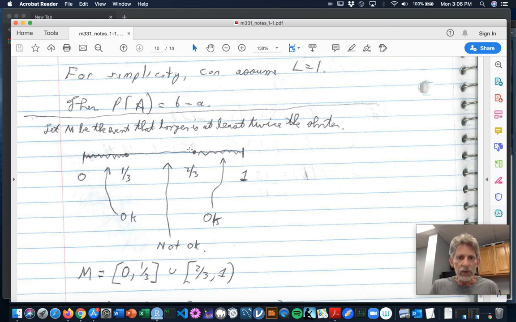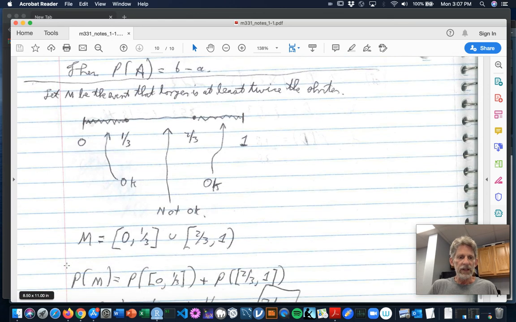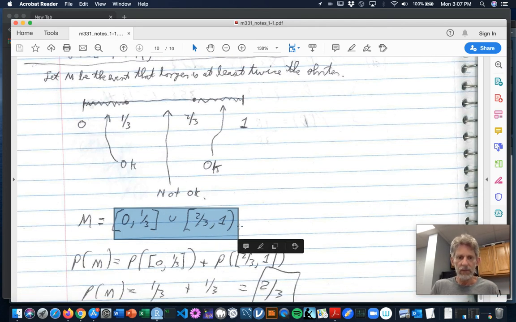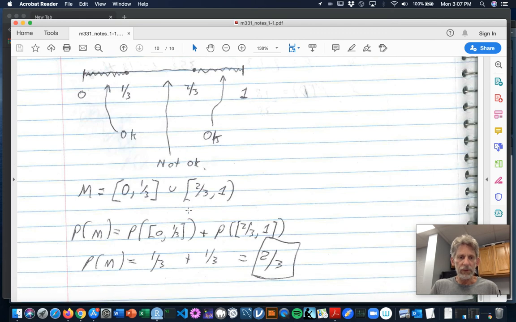You go anywhere between 1/3 and 2/3, you break anywhere in there, and the longer will not be twice as long as the shorter. But if you break anywhere between 2/3 and 1, then the longer will be the left hand, and it will be at least twice as big as the shorter on the right hand. So the event that the longer is at least twice the shorter, this event that I'm calling M here, is this disjoint union of intervals of points: 0 to 1/3 union 2/3 to 1. And once you found that out, it's really easy to find its probability.